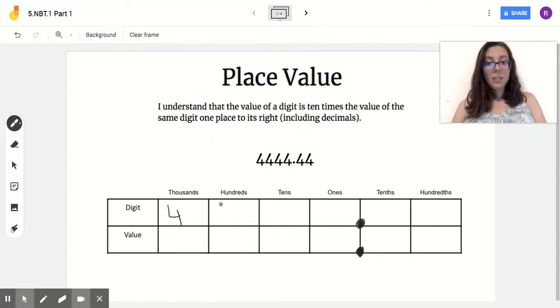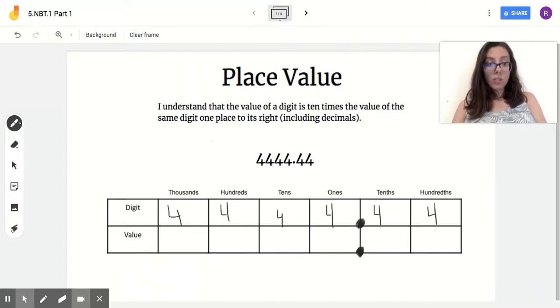This 4 is in the hundreds place. This 4 is in our tens place. This 4 is in our ones place. And now I know that this 4 is in the ones place because this decimal is right here. This decimal point is always going to be after the ones place and before the tenths place. So if you see this decimal point here, you know that this number to the left is in the ones place, and this number to its right is the tenths place. So again, I have 4 in the tenths place, and I have 4 in the hundredths place.